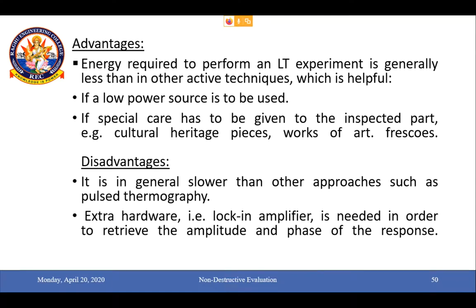Disadvantages: it is in general slower than other approaches such as your pulse thermography. Pulse thermography took only a couple of seconds or just a single flash to get the image, whereas this has to be a modulated signal. That means it has to go through a specific pattern. Extra hardware, that is a lock-in amplifier, is needed in order to retrieve the amplitude and phase of the response.